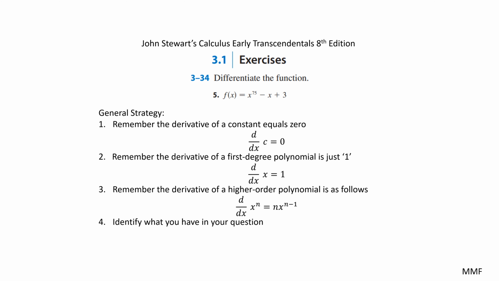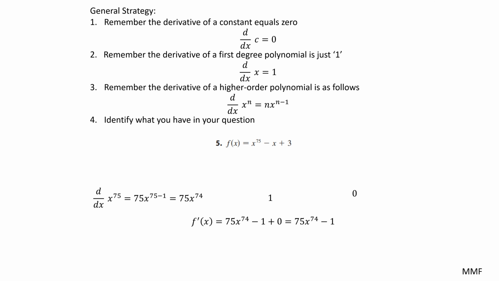So, for this one we have a constant, so we need to remember the derivative of a constant is just 0. We have a first degree polynomial, and the derivative of a first degree polynomial is just 1. And finally we have a higher order polynomial, which in order to find the derivative of, you just move the power in front and you subtract 1 from it. That's it.